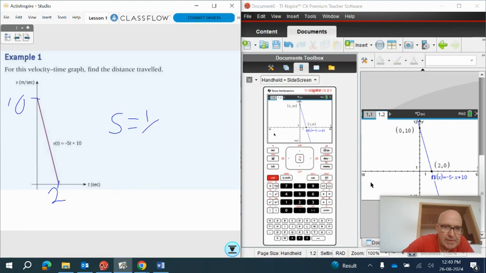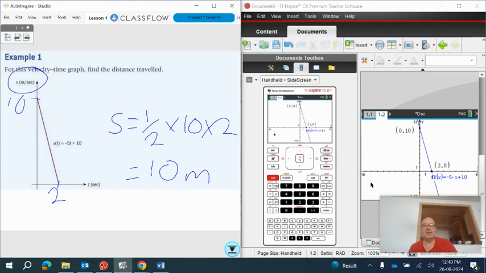so the distance is going to be the area of this triangle, half times height times base, which is going to be 10. And the units are in meters. We can see up there the velocity is in meters per second, so that's going to be 10 meters.